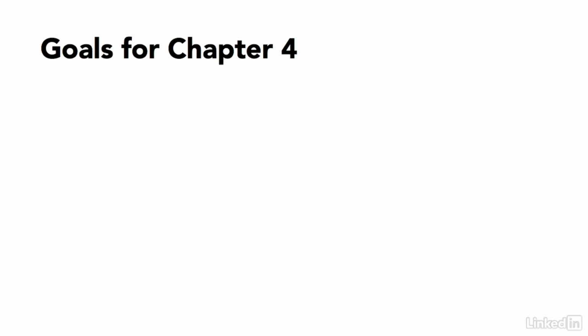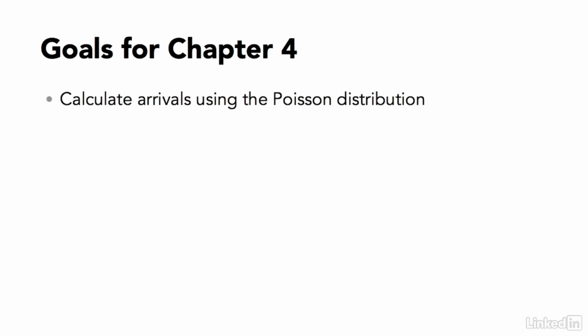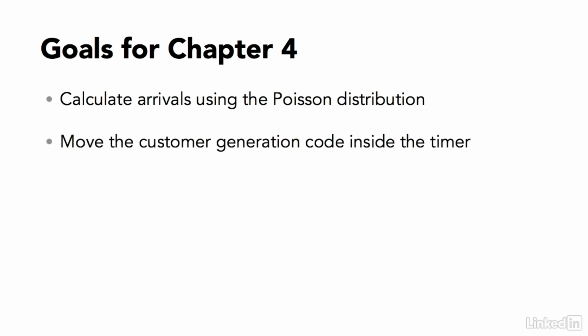In Chapter 3, we added a timer to our simulation so we could track the movements of 2 customers through 3 stations. In this chapter, we will extend that model to include multiple customers added throughout the simulation. The specific steps we're going to take are to calculate arrivals using the Poisson distribution, then also to move the customer generation code from outside of the loop to inside of the timer. Again, instead of just using 2 customers, we're generating them at random times based on the Poisson data.